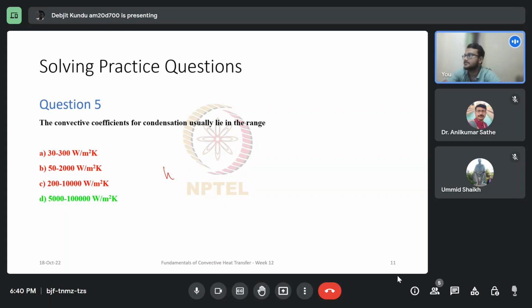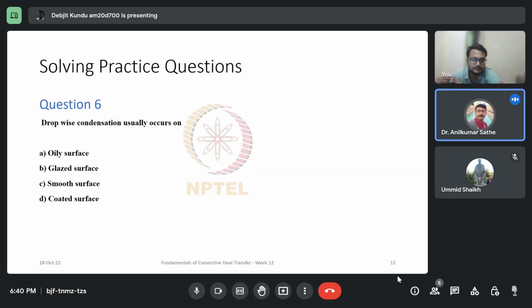Okay, so moving on, we'll move on to question 6. This is a simple one. Drop-wise condensation usually occurs on what? Option A, oily surface; option B, glazed surface; option C, smooth surface; or option D, coated surface. Coated surface. So if we look at the correct solution, indeed coated surface.